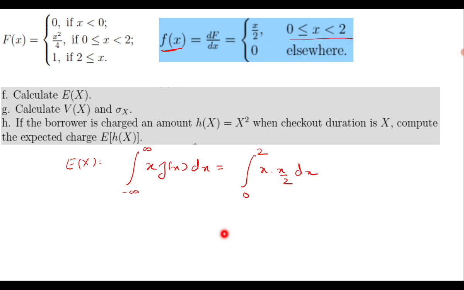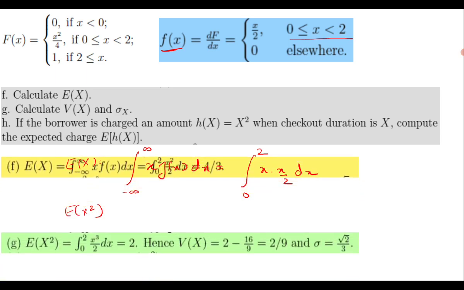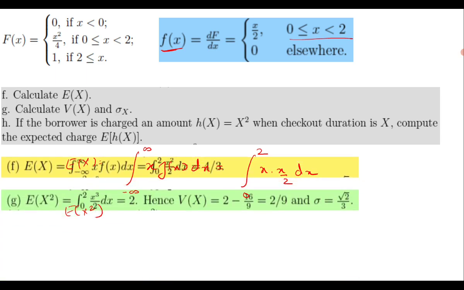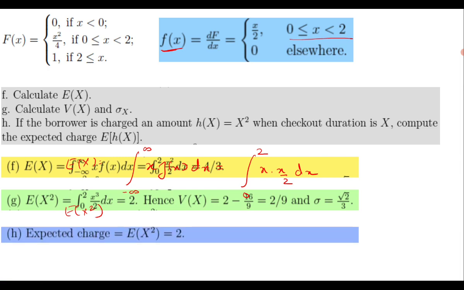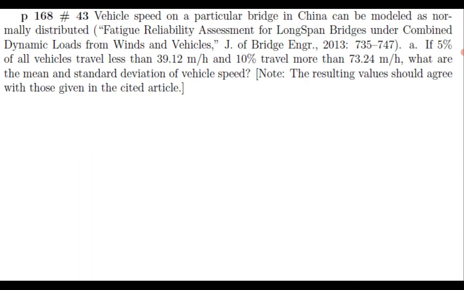In the same way, for the variance of x, you need expectation of x square, and then you can compute the variance of x. If you see part H, then part H talks about expectation of h of x, which is expectation of x square, which has already been computed above. So from there you can get all the answers.